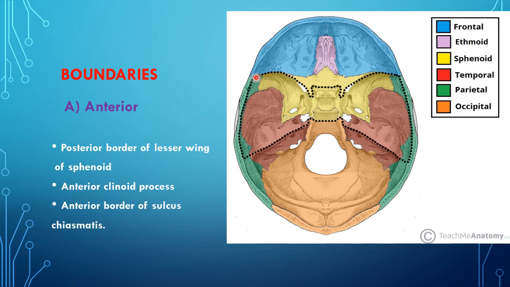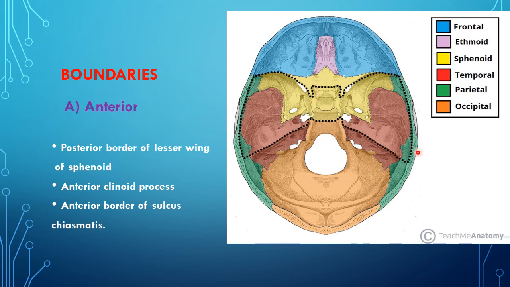Anteriorly, these black dotted lines form the anterior boundary. What are they? This is the posterior border of the lesser wing of sphenoid. We saw earlier that this was the jugum sphenoidale, and from here we had the lesser wing of sphenoid on either side. So the posterior border of the lesser wing of sphenoid. Then here we have the anterior clinoid process and the anterior border of sulcus chiasmaticus. This forms the anterior border.